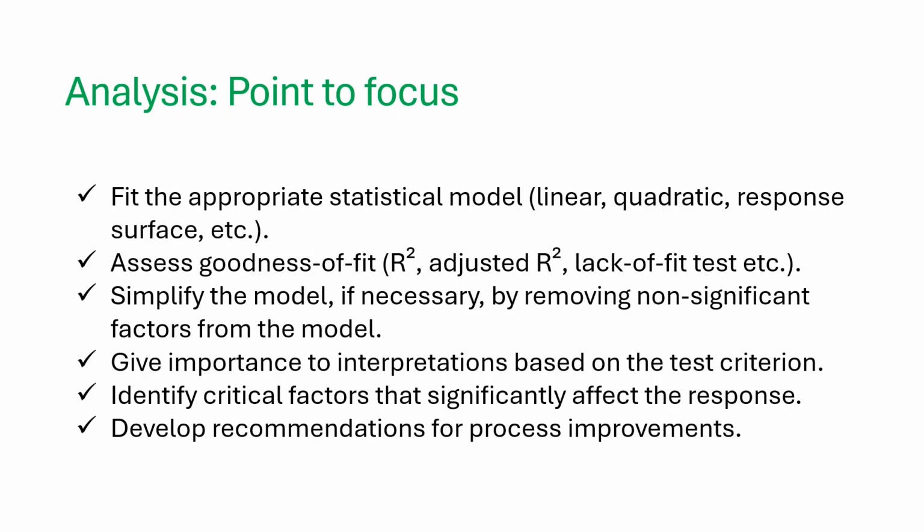Okay, so what are the points to focus on while doing a statistically designed experiment? Fit the appropriate statistical model, that's what one always looks for. It can be linear, quadratic, response surface, etc. You can look for anything where the fit is good. And goodness of fit can always be assessed using R square, adjusted R square, lack of fit, etc. For design of experiment, this is how we always look. And simplify the model if necessary by removing the non-significant factors from the model and give importance to interpretations based on the test criteria. Yes, of course, we need to do that often, because if one criterion accepts and another criterion rejects, you may need to retest the criterion as well.